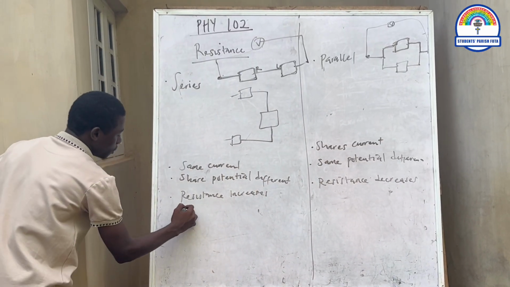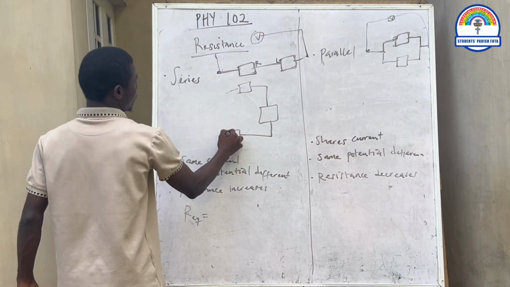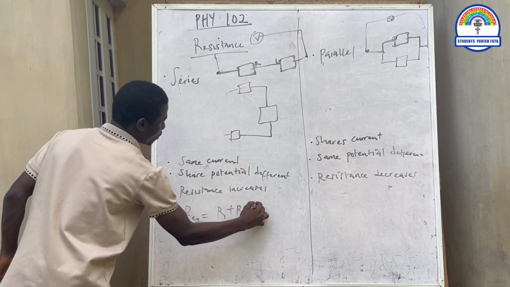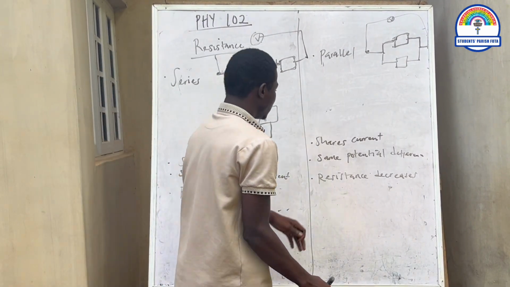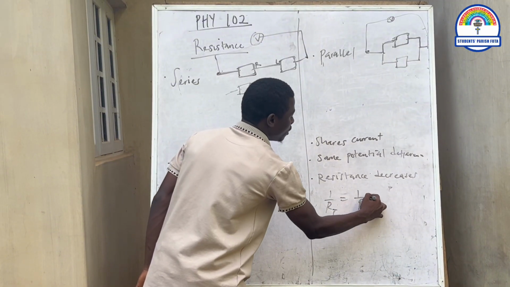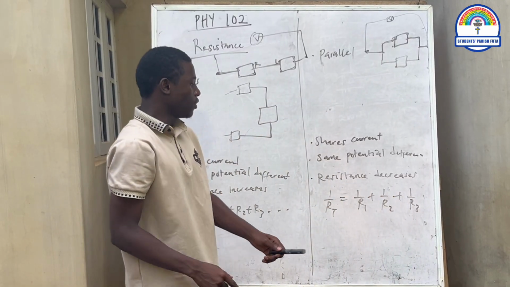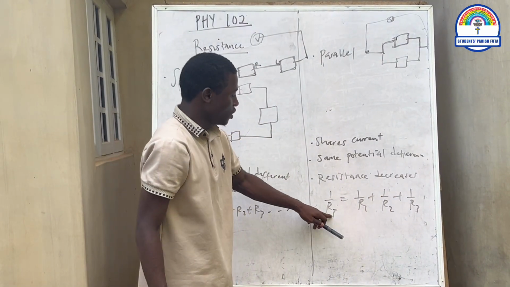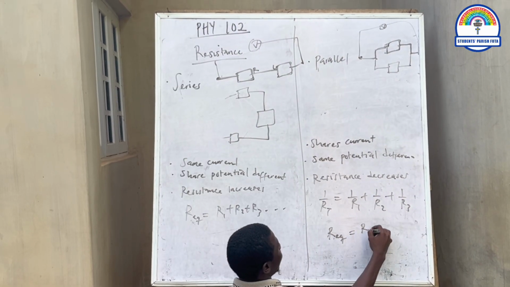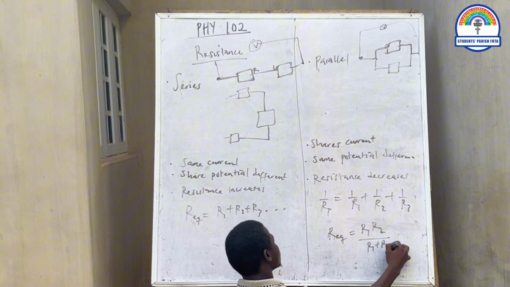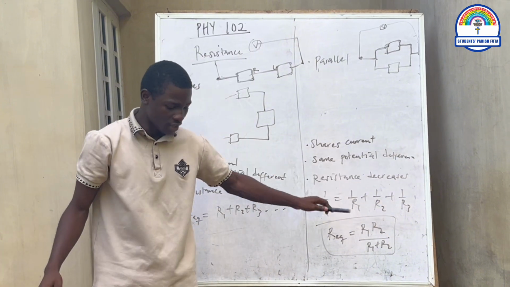The formula for the equivalent resistance, that is, all these resistors you have, the equivalent is just gotten by adding them together: R1 plus R2 plus R3. But for parallel, it is gotten by the reciprocal: 1 over R equivalent equals 1 over R1 plus 1 over R2 plus 1 over R3. Don't forget that when you are solving this, after getting the LCM and solving, you have to cross multiply so that you don't have the inverse. You can use this quick formula: R equivalent is R1 times R2 over R1 plus R2. This is just for 2 resistors. If it is beyond 2, like 3, 4, 5, you have to find the LCM and do everything.